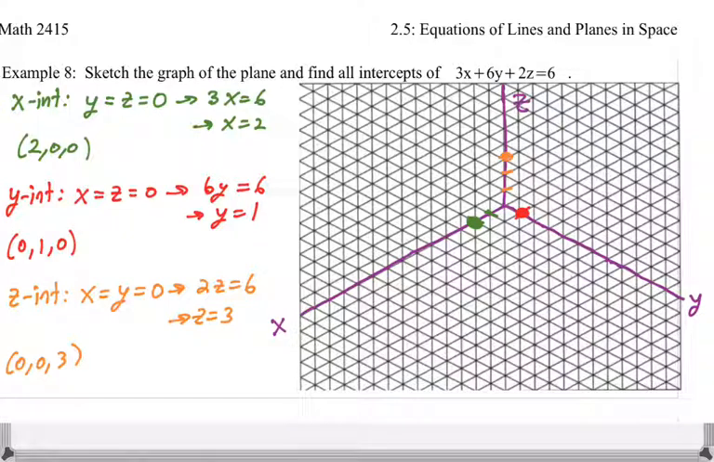Okay, so I have my x, y, and z-intercepts. So we'll go ahead and connect them. And so we're just going to graph a little bit of the plane there. So this is just what's in the first octant. So it looks kind of like a triangle.